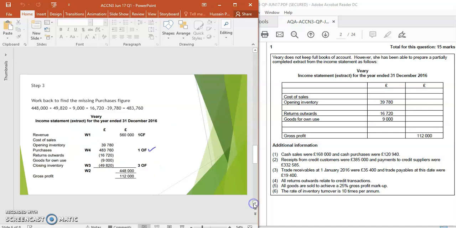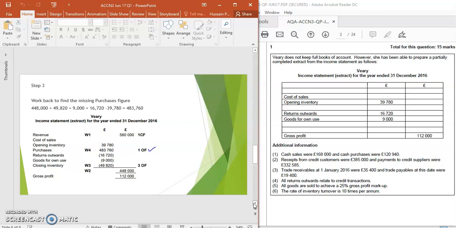Step number 3: the only item that is missing is purchases. We worked everything else out. Purchases is the last one left, and for this you just got to work backwards. It's pretty straightforward, basic math here. So we use cost of sales 448, and what you would normally do in terms of cost of sales: opening stock plus purchases minus purchase returns minus goods for own use minus closing inventory. We are just working back here.